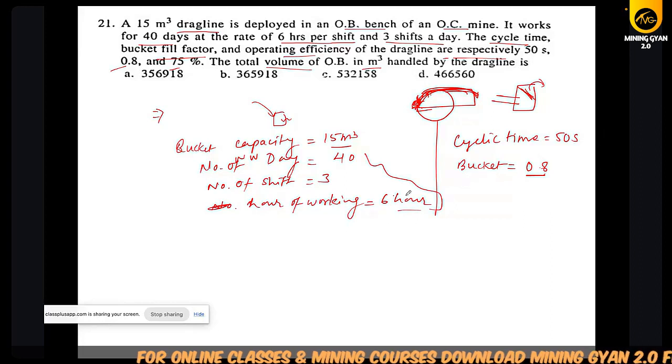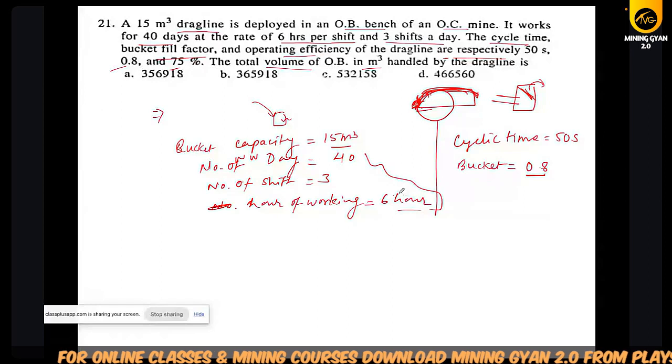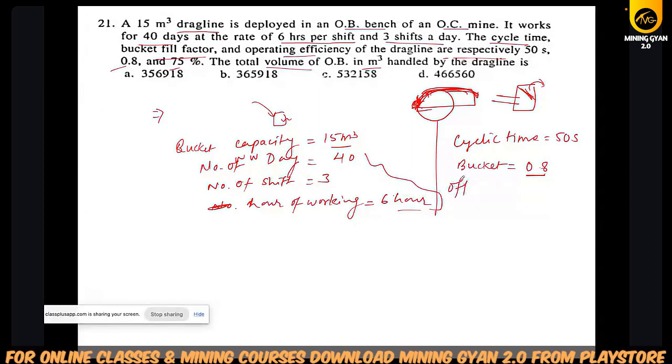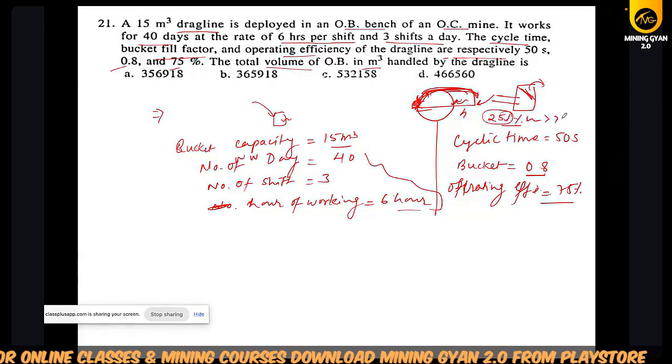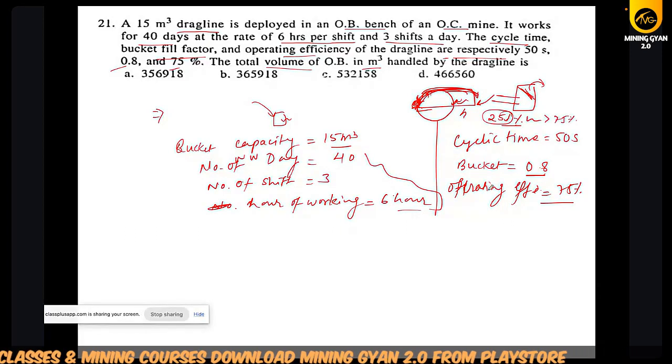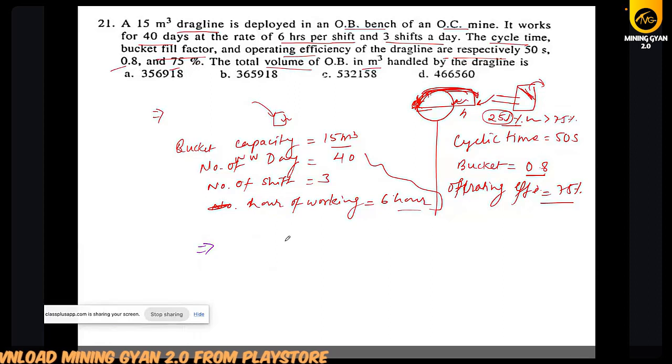So you have written all the information. Operating efficiency is 75. That means sometimes because of maintenance work or some glitch, it will reduce your working efficiency. So it will lose 25, then the remaining is your efficiency. So 75 is your efficiency. I have written all the information, now you have to utilize it.